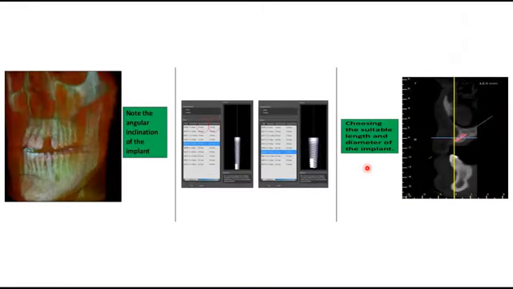With the advent of 3D imaging modalities, we can identify the ridge inclination with the help of software, and also orient the implant as per the anatomic morphology, while simultaneously choosing a suitable length and width of the implant.